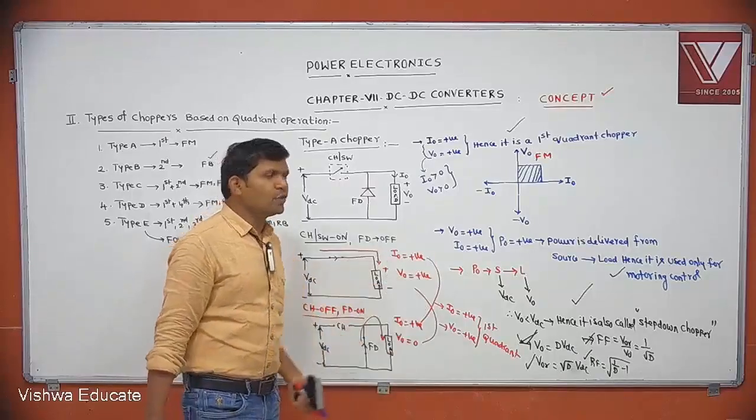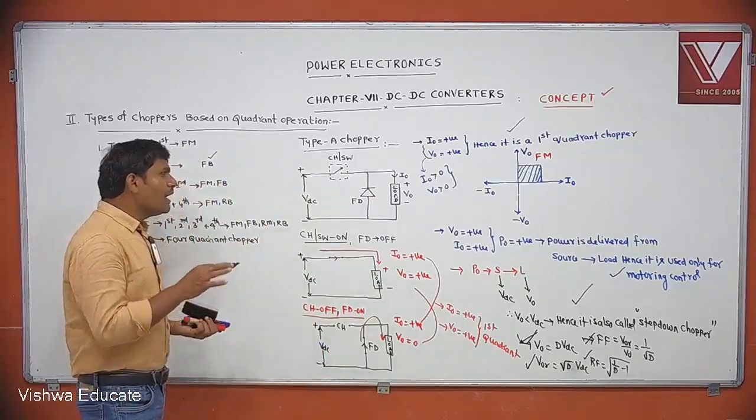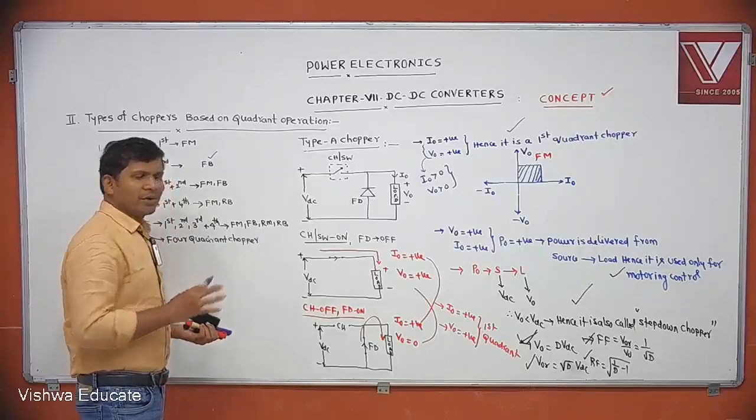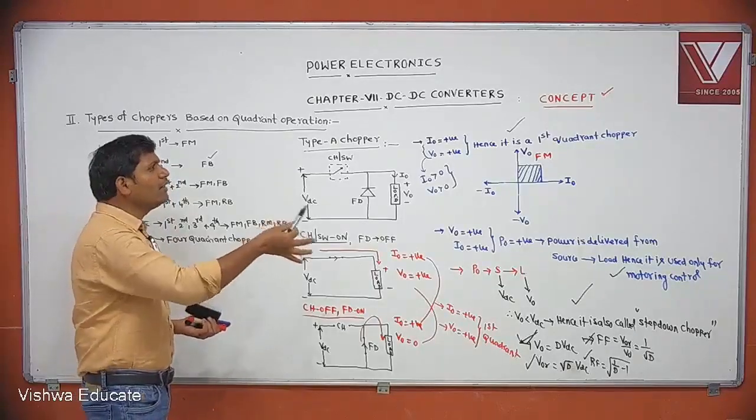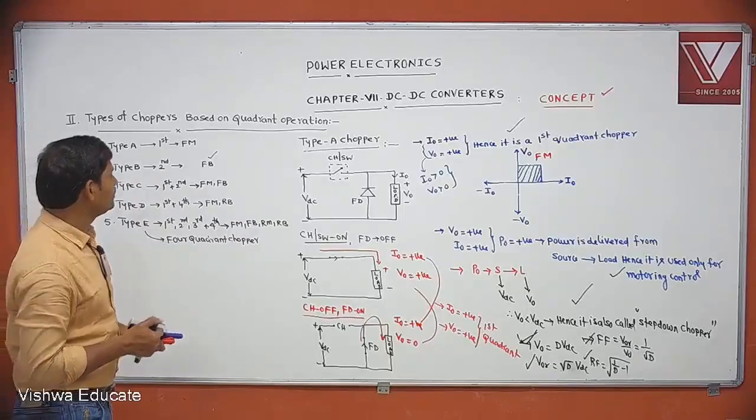This is type A chopper. Like this, we analyze in which quadrant it operates. We proved that it is operated in the first quadrant.